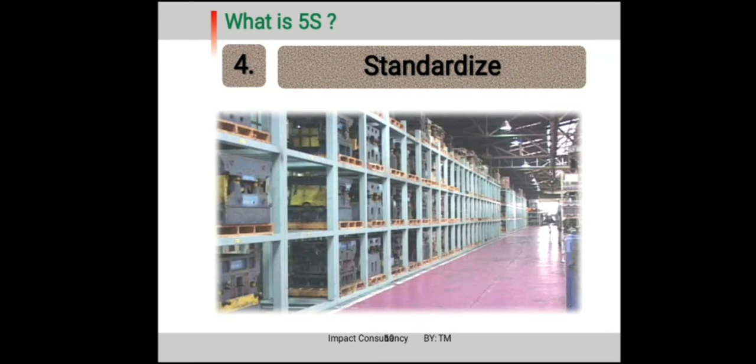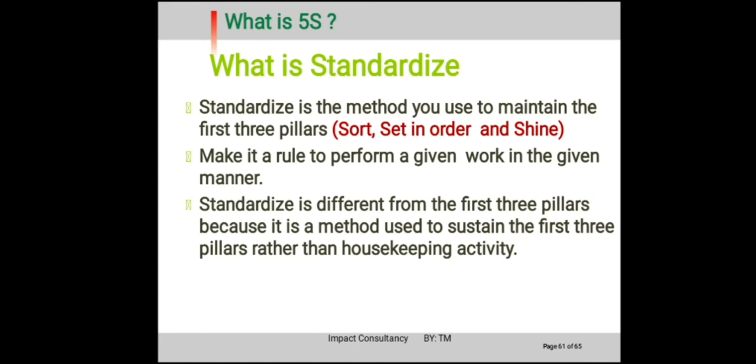The fourth part is standardize. Standardize is the method you use to maintain the first three pillars. Sort, set in order, and shine will be maintained as a rule. Make it a rule to perform a given work in the given manner. Standardize is different from the first three pillars because it is a method used to sustain the first three pillars rather than housekeeping activity. So you will post some standards on materials and keep it as it will be maintained.